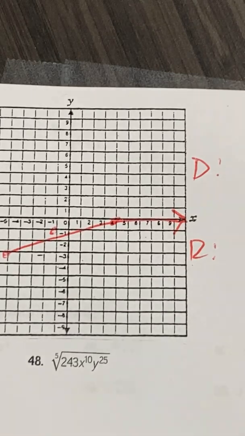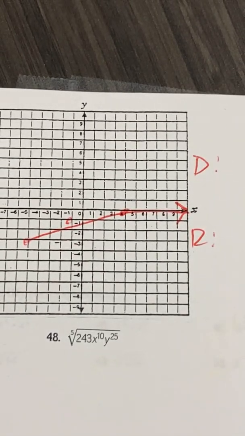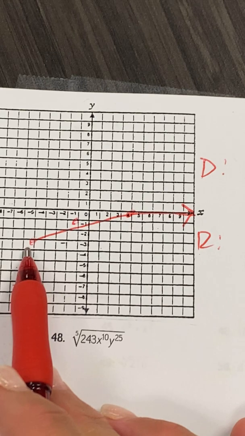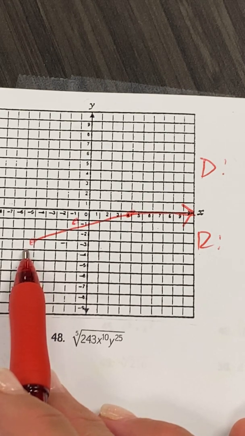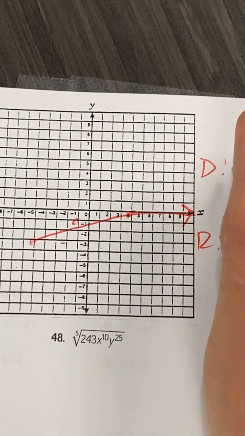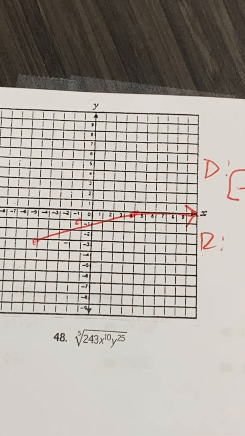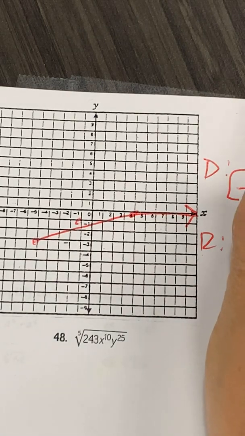Okay, what's going to be the domain in this graph? So the domain are the x values. Where do the x values start? -5. What's the left bound on the domain? It's -5, correct? So it gets a bracket. What's the right bound? Infinity. Parentheses, very good.